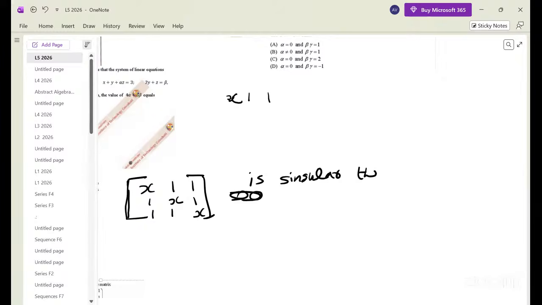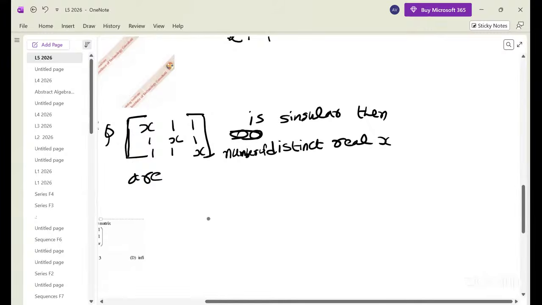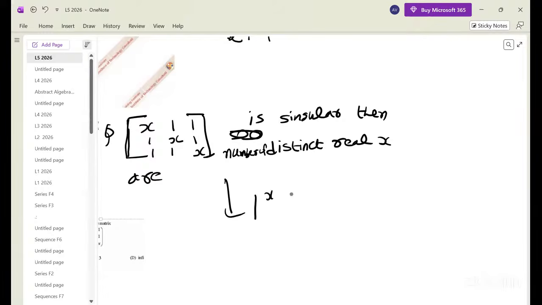then the number of distinct real x values we have to find. So this is the question. The options are given. Let us see. Because this is singular, determinant must be equal to zero. Singular means determinant is zero.